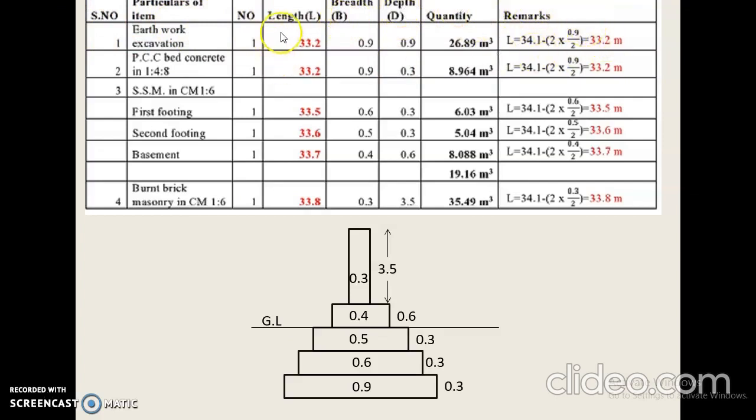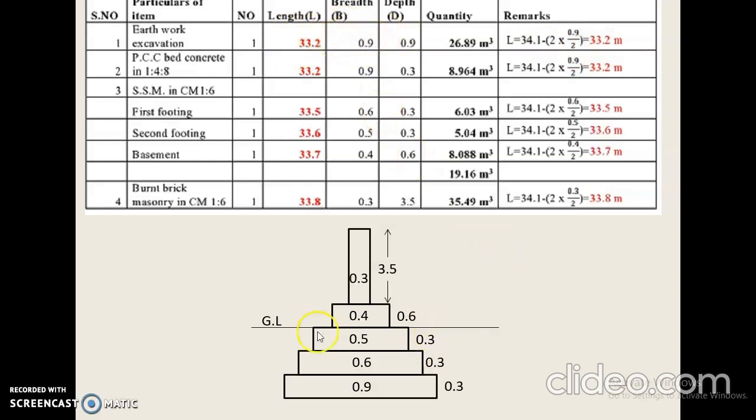In the remarks column, you should calculate the actual length of the respective item of work. So how will you calculate this actual length? Of course, L is equal to the calculated total centerline length, 34.1, minus 2, the number of junctions, into the respective width of the item of work. Look at the section: the width of that earthwork excavation is 0.9. That's why I substituted B is equal to 0.9 divided by 2. If you simplify, you will get the actual length as 33.2. Now the actual length of that earthwork excavation is 33.2 and breadth is 0.9.